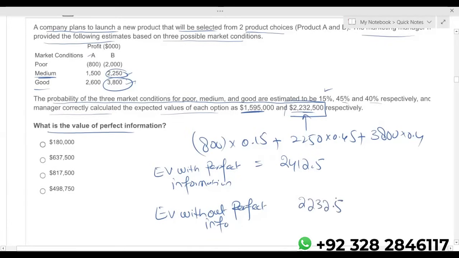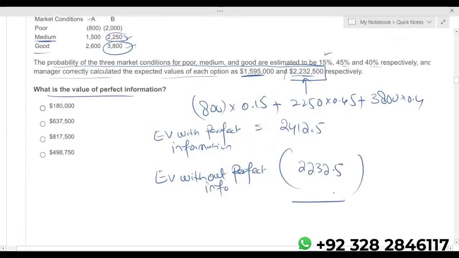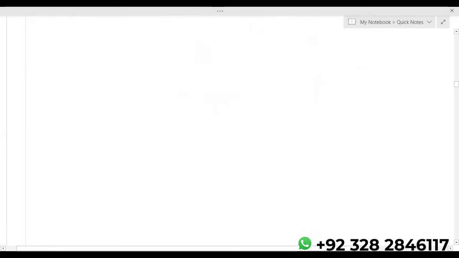$2,232.5. We're just ignoring 3 zeros. Let's see what we are getting. I'm getting 180 and then just add 3 zeros. Why 3 zeros? Because we have ignored 3 zeros while solving. So logically, the value of perfect information is $1,80,000. Perfect.